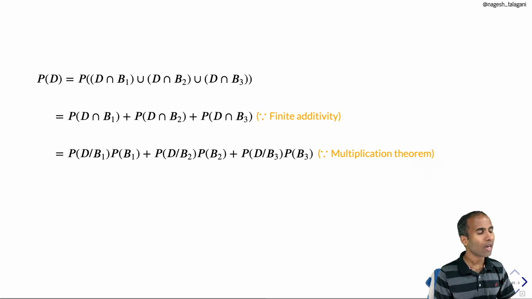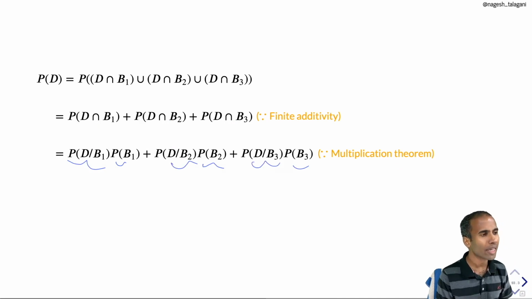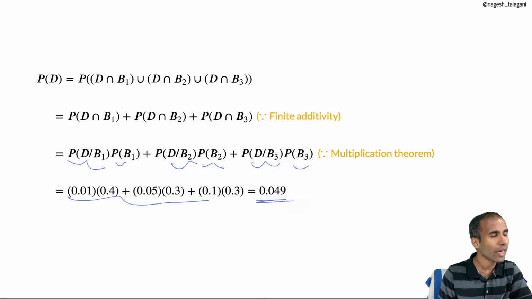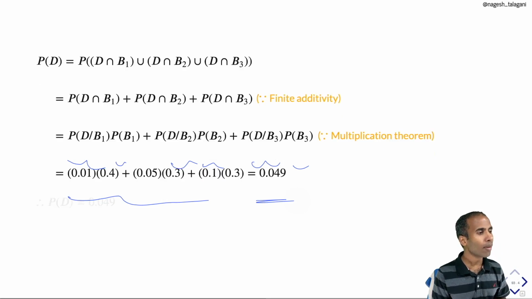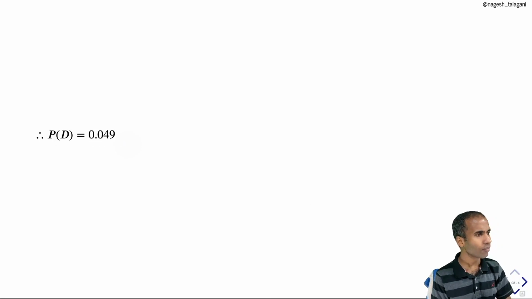Okay. Now we have everything. We have these probabilities and we have these conditional probabilities. So let's plug them in here. The whole sum simplifies to 0.049. Therefore, the probability that a randomly selected IC from manufacturer stock is defective is 0.049. Okay, fine.